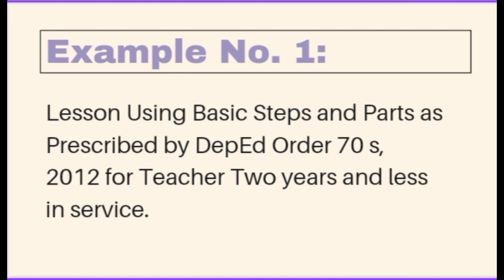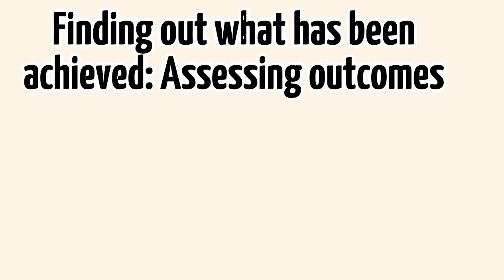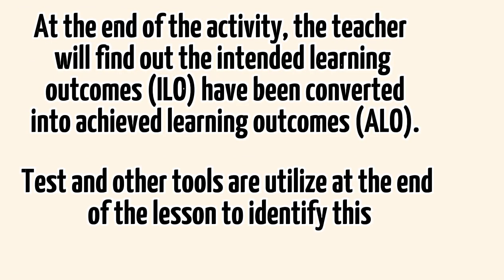Example number 1. Lesson using basic steps and parts as prescribed by the DepEd Order 70 Series 2012 for teachers 2 years and less in service. Finding out what has been achieved. Assessing achievement outcomes. At the end of the activity, the teacher will find out if the intended learning outcomes, ILO, have been converted into achieved learning outcomes, ALO. Tests and other tools are utilized at the end of the lesson to identify this.